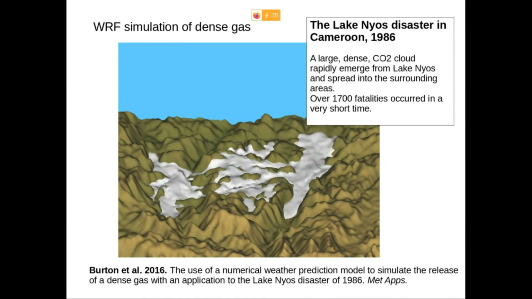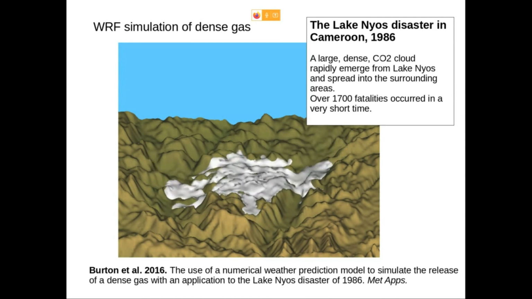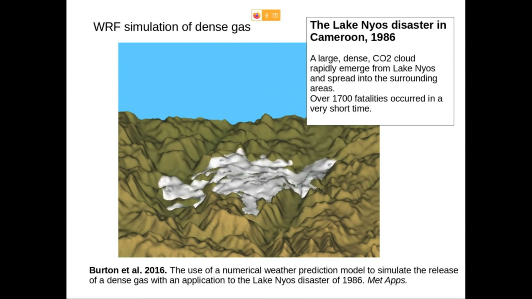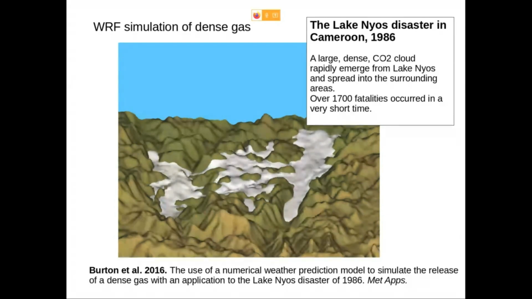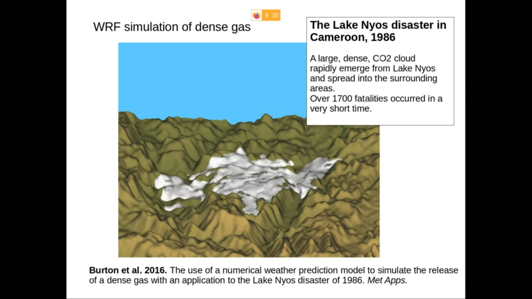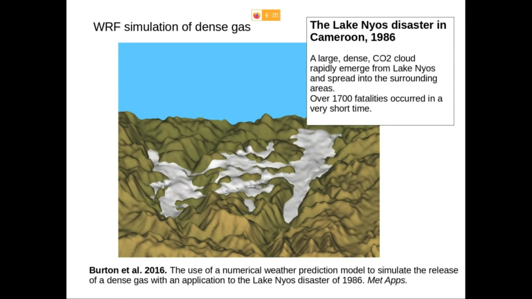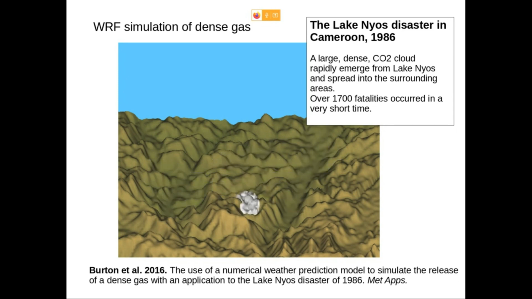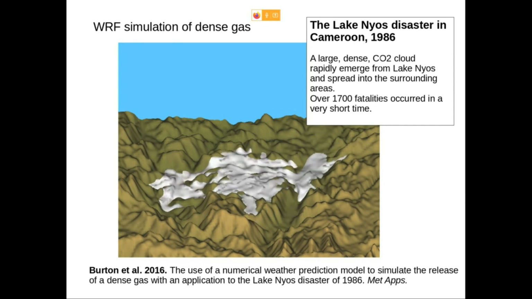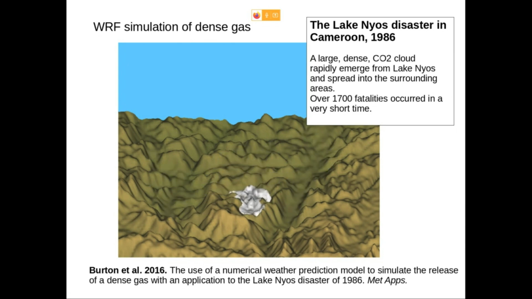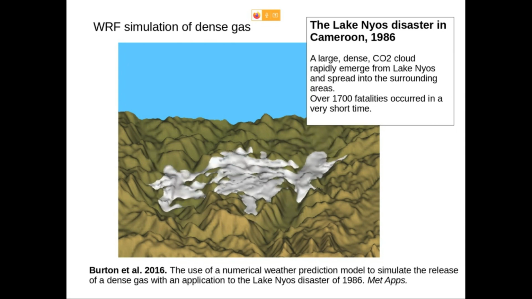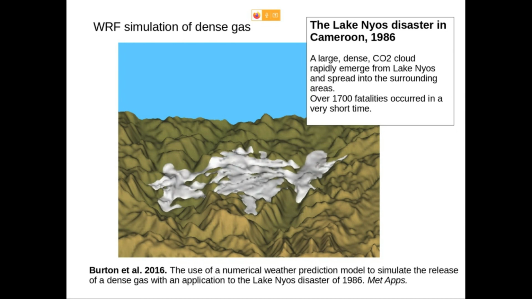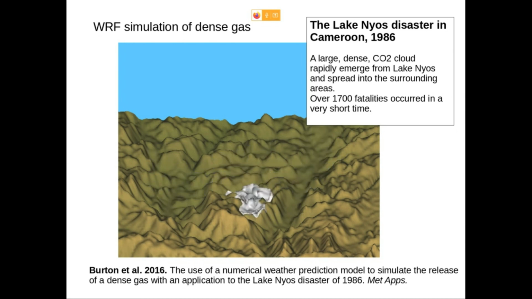So this is some other work we've done. In this case, you've got the WRF model releasing a pool of carbon dioxide in the middle of the domain. So this is representing the geography around Lake Nyos in Cameroon. And in 1986, there was what's called a limnic eruption. So a large lake in Cameroon overturned, in effect, and lots of carbon dioxide was released instantaneously without any warning. And the carbon dioxide spread into the surrounding valleys, and unfortunately killed over 1,700 people, and I think thousands of livestock, and injured many more.